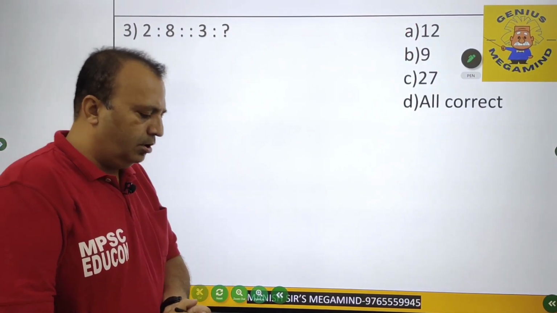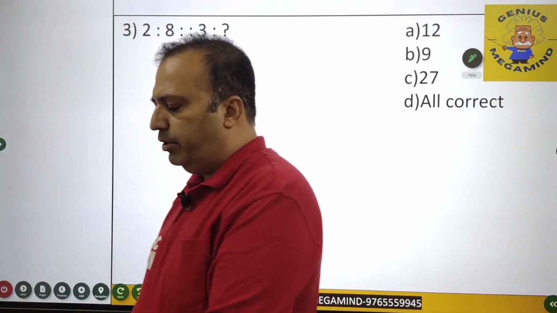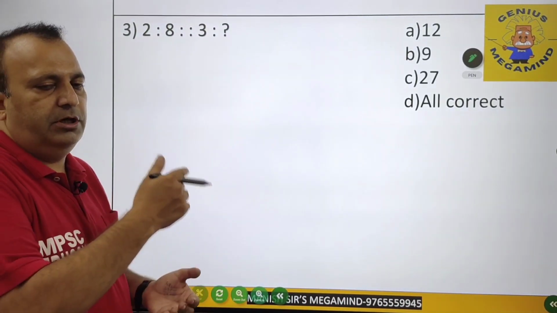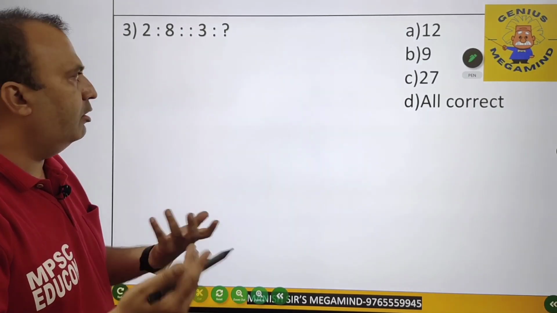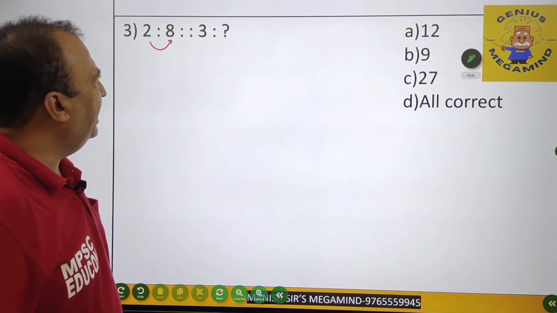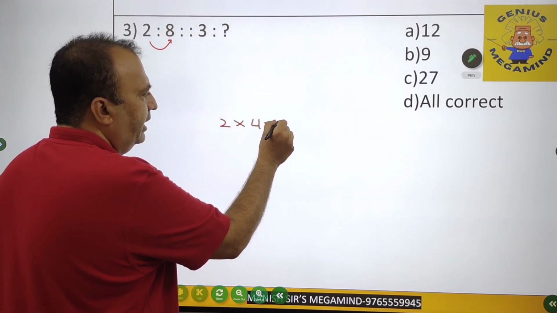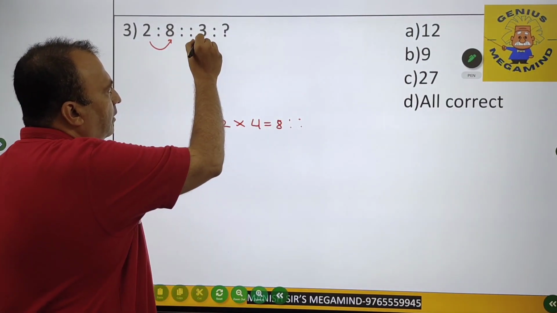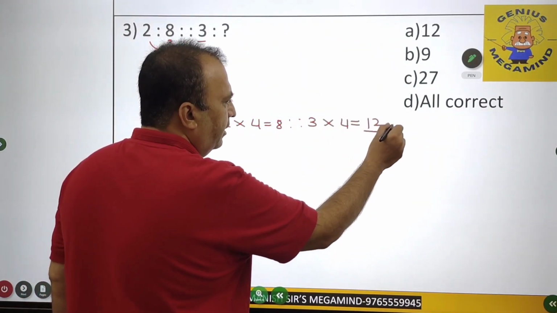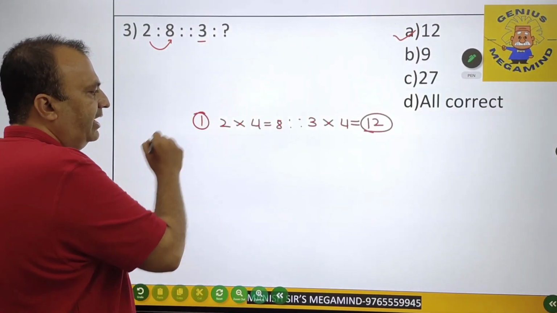Now moving down to the third question. So 2 is to 8. So 3 is to what? This is what is asked over here. So am I going to perform the same kind of logic which I have used in the previous questions? Maybe yes or maybe no. First of all I have to get 8 from 2. So how do I get 8 from 2? My friends, 2 into 4 is what? 8, right? So in the same way, on the right hand side, 3 into 4 will be what? 12, right? So the answer has to be option A. So this is the first way I can solve the question.